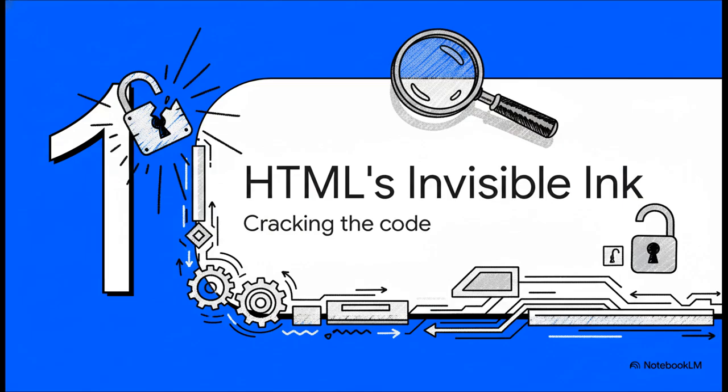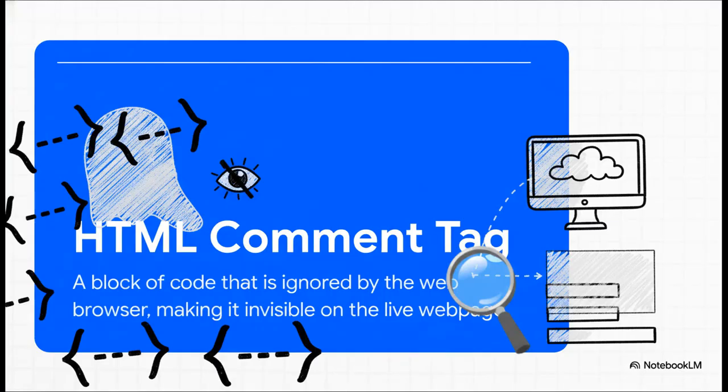We're about to crack the code on what are called non-executable commands. It's a fancy term, but all it really means is instructions that the browser sees, but is ordered not to actually show on the page. And the big secret is the HTML comment tag. Its one and only job is to hide whatever you put inside it. The web browser sees it, nods, and then just completely ignores it. That means whatever's inside is totally invisible to anyone looking at your website.